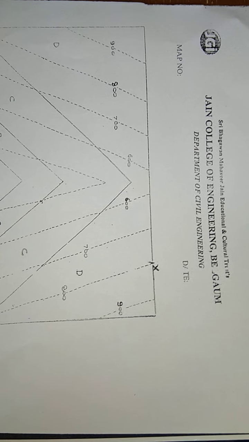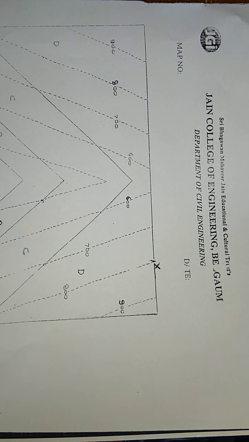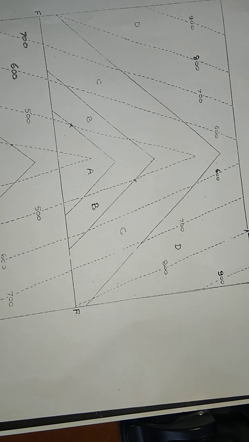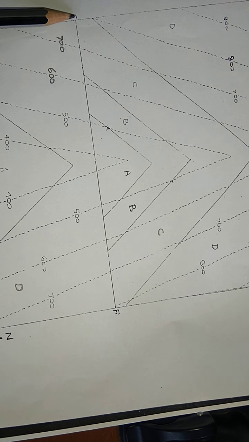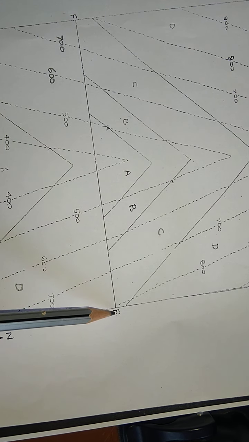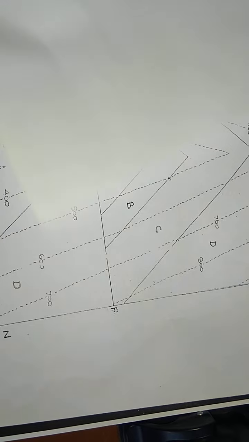So today we will solve one more map, geological map 4. Here you can see there are again beds, contour lines, and there is one more line which is represented as FF on the map. So FF represents the fault. So what is a fault?